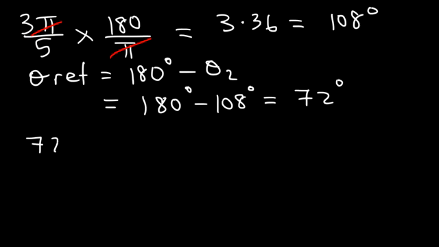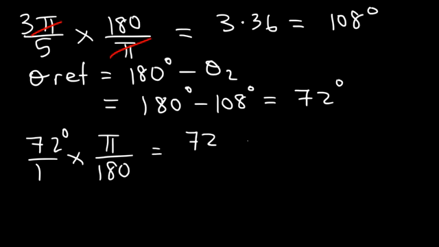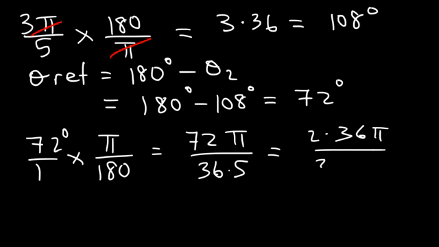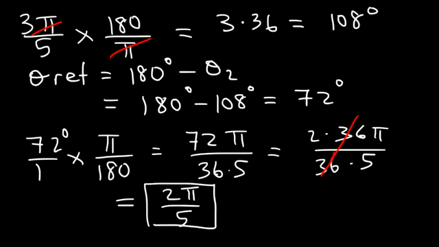Now let's convert 72 back into radians. So let's multiply by pi over 180. Now we know that 180 is 36 times 5. And 72 is 2 times 36. So we can cancel a 36. So 72 is equal to 2 pi over 5. So that is the reference angle.